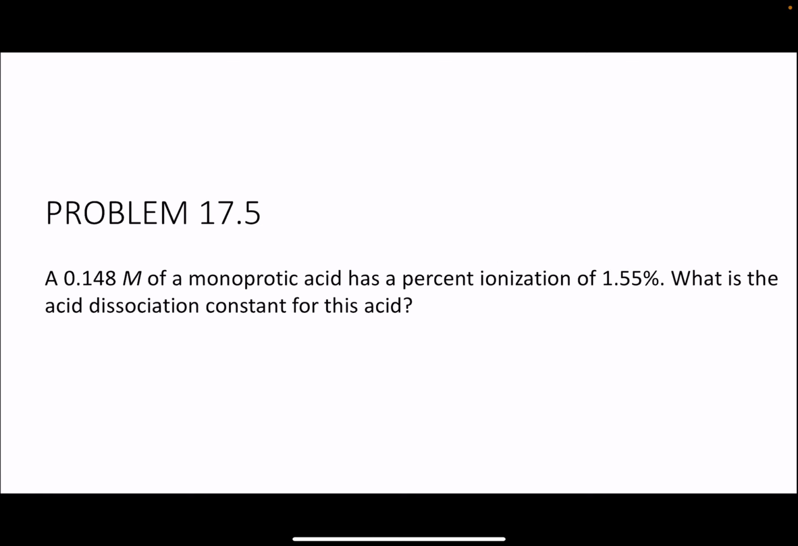Today I will be solving problem 17.5 in the topic of acids and bases. The problem is as follows. A 0.148 molar monoprotic acid has a percent ionization of 1.55%. What is the acid dissociation constant for this acid?